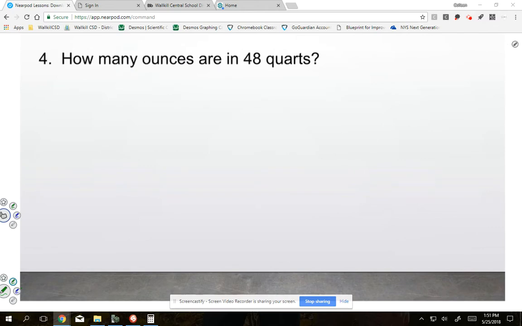48 quarts to ounces. 48 quarts over 1. What's the conversion between quarts and ounces? What do I need in between to get from quarts to ounces? There's only one. Fine. Wait, no. Nope, there's something else. The one that you guys missed before. 4 cups. 4 cups equals 1 quart.